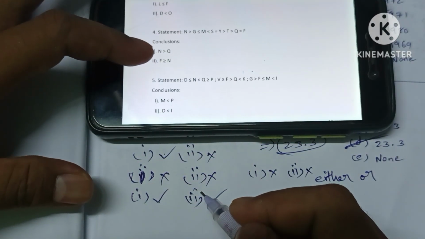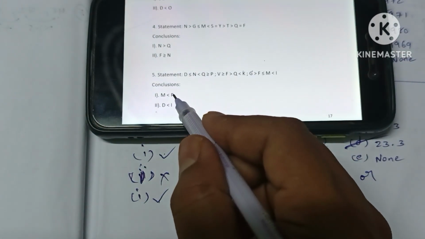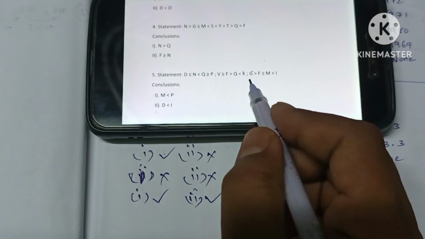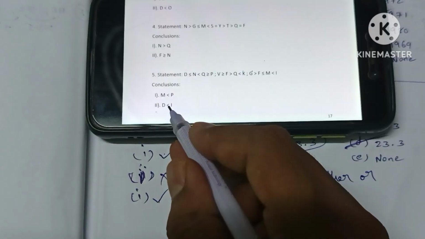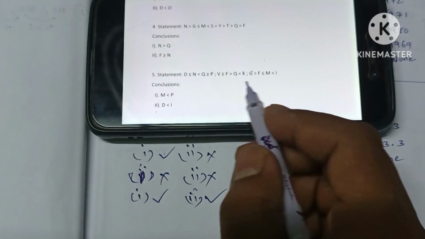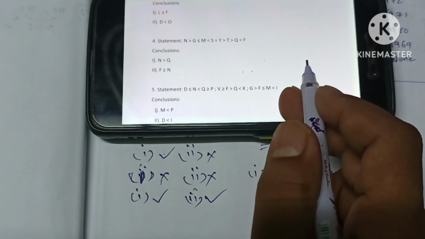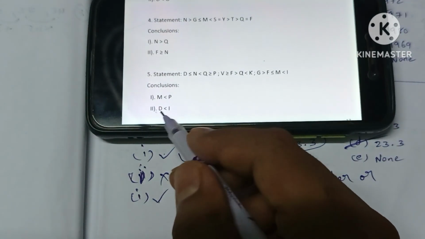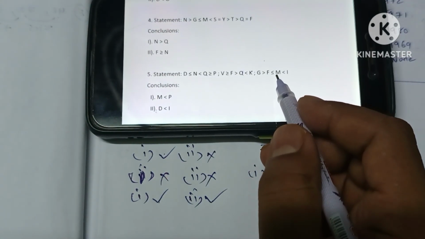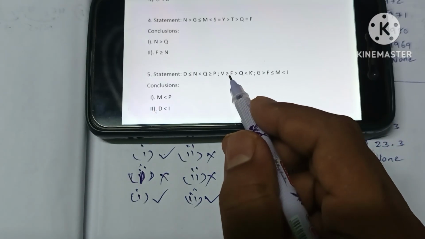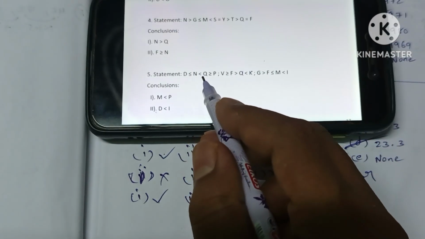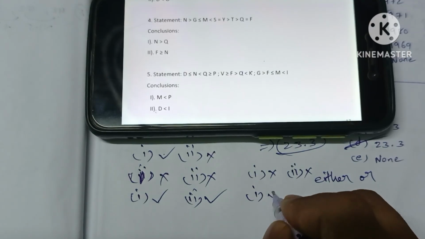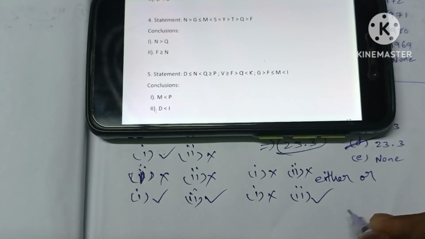Next we are going to see question number 5. The flow from P to M. From P there is no flow. So first one will be false. The flow from I to D. We need to reach I to D. From I we can reach to M and F. From F we can reach to Q. From Q we can reach to D. So it is possible. First conclusion will be false and second conclusion will be true.